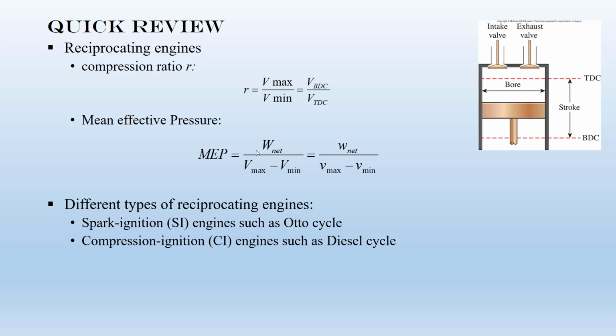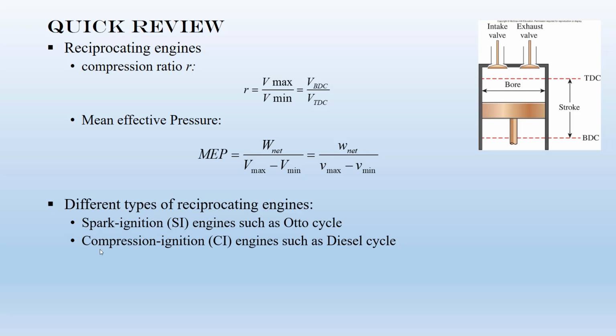Then you saw that we have two types of reciprocating engines: spark ignition or compression ignition. In spark ignition, combustion normally starts with a spark plug, and in compression ignition, combustion starts with the compression. So we increase the pressure, and then temperature increases and goes beyond the self-ignition temperature, and then the combustion reaction starts.